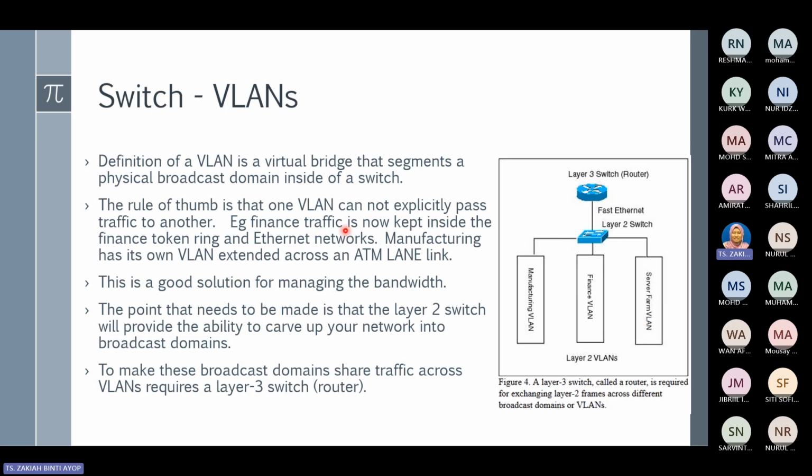For example, finance traffic is kept inside the finance token ring and Ethernet networks, and manufacturing has its own VLAN extended across an ATM LAN link. This is a very good solution for managing the bandwidth. The point to be made is that a layer 2 switch provides the ability to carve up your network into broadcast domains, because using a VLAN decreases the size of the broadcast domain.